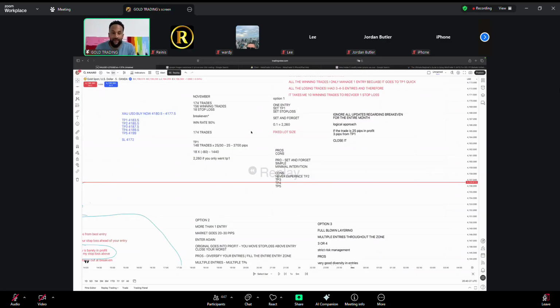We are making money over the course of a week, over the course of a month, over the course of a quarter. Okay, so can anyone argue with these numbers that clearly state that if you only use TP1, even if you hit 18 stop losses, okay, you would have made 2,260 pips of profit, is the reality.